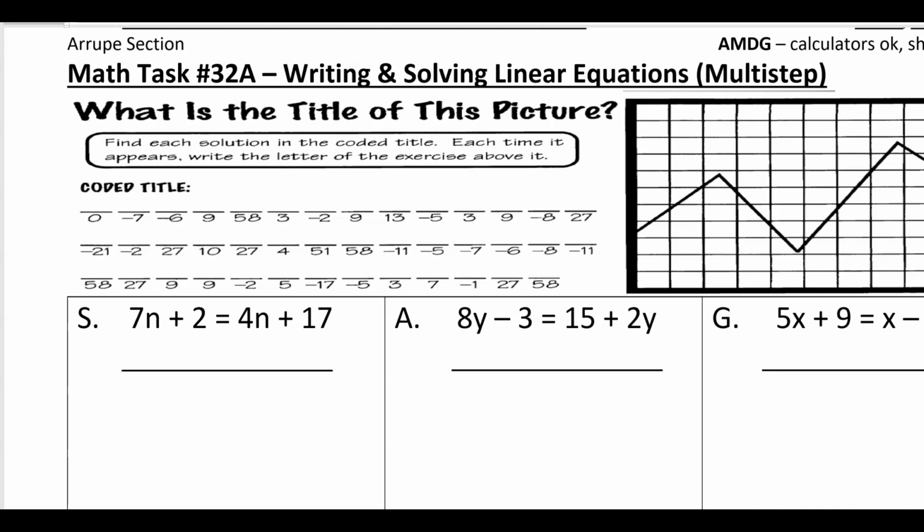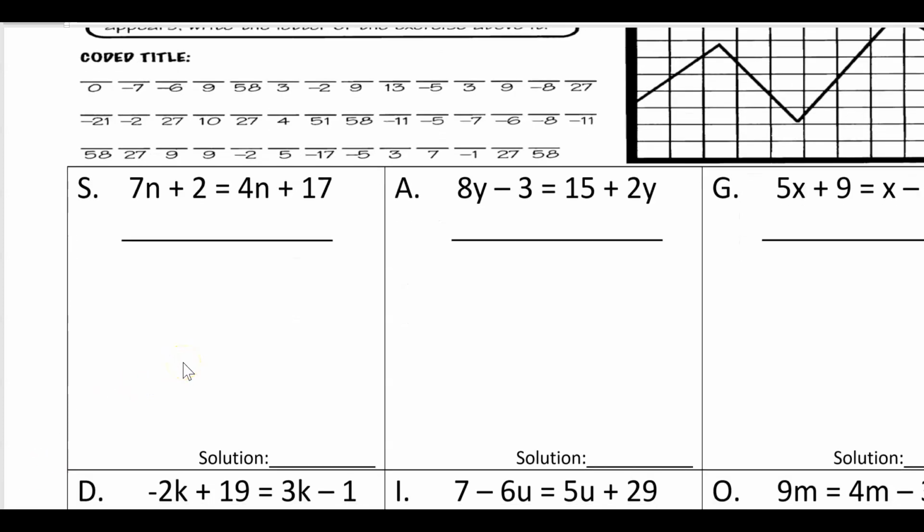Hi, welcome to math test number 32a, writing and solving linear equations multi-step. You'll notice these equations have variables on both sides of the equation. So our very first step should be to try to combine like terms by moving the variables to one side of the equation. So we can't just add them up, right? We have to move them just like when we move constants.